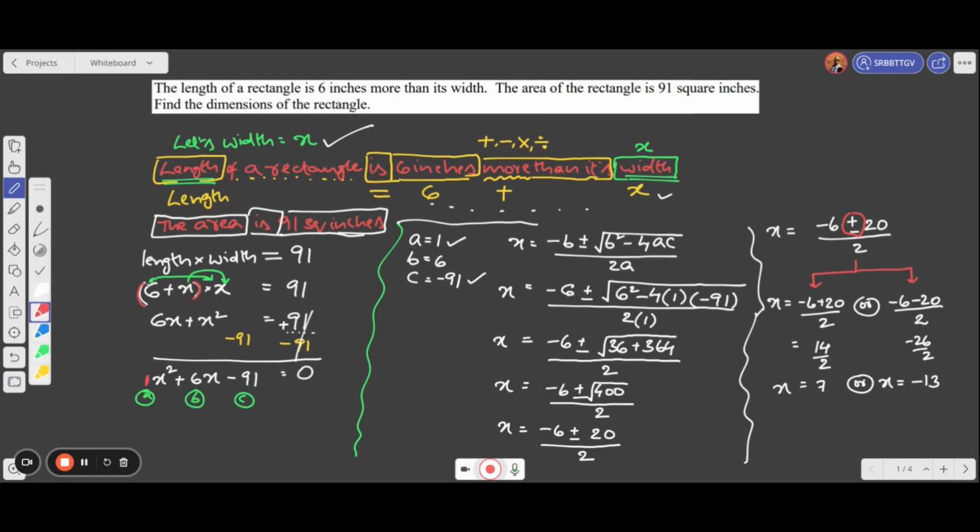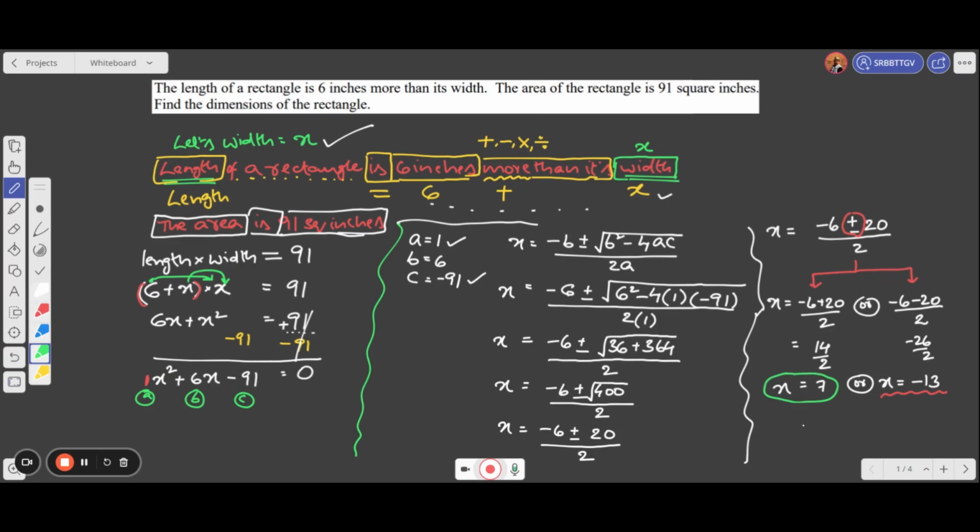Friends, at this point, the negative value I am not considering. The reason is, if I take x as negative 13, is there any possibility of the width of a rectangle being negative 13? The answer is no. Therefore, we go with the value of x equals 7.